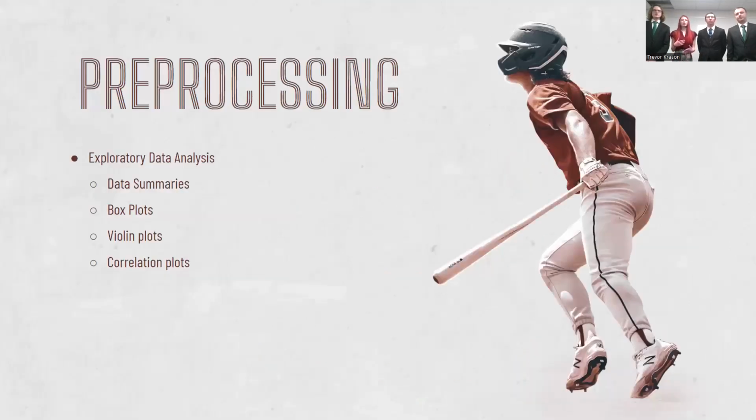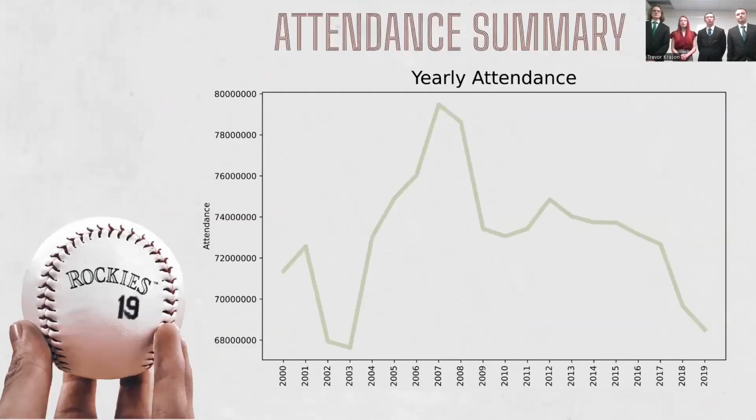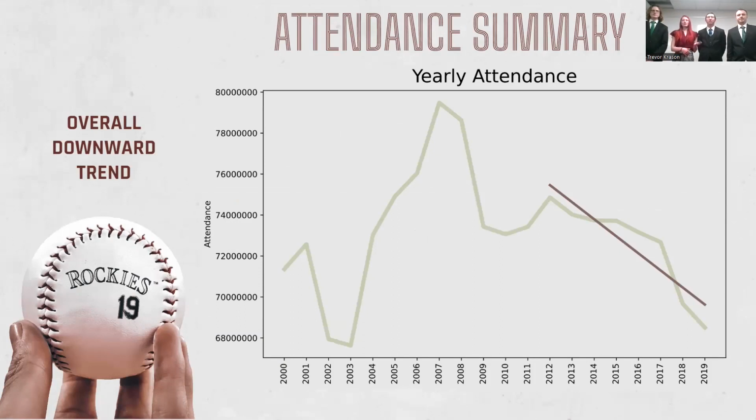And so before we got into pre-processing the data, we wanted to perform an exploratory data analysis to get a better idea of what the data was actually representing. And so we had several data summaries. We looked at box plots, violin plots, and correlation plots. And so here, this is a summary of the attendance. It's the total attendance for all the different teams in the league for every year from 2000 to 2019. As you can see, there's a downward trend starting in 2013, and we wanted to account for that with our model.